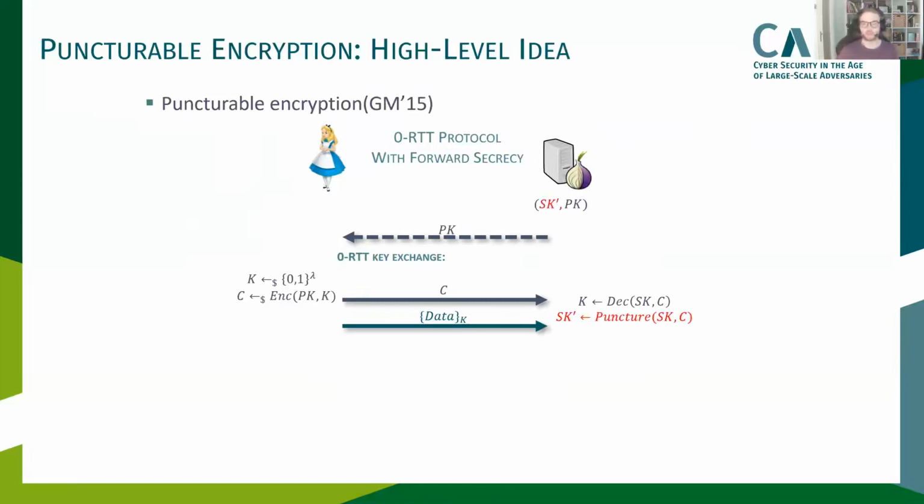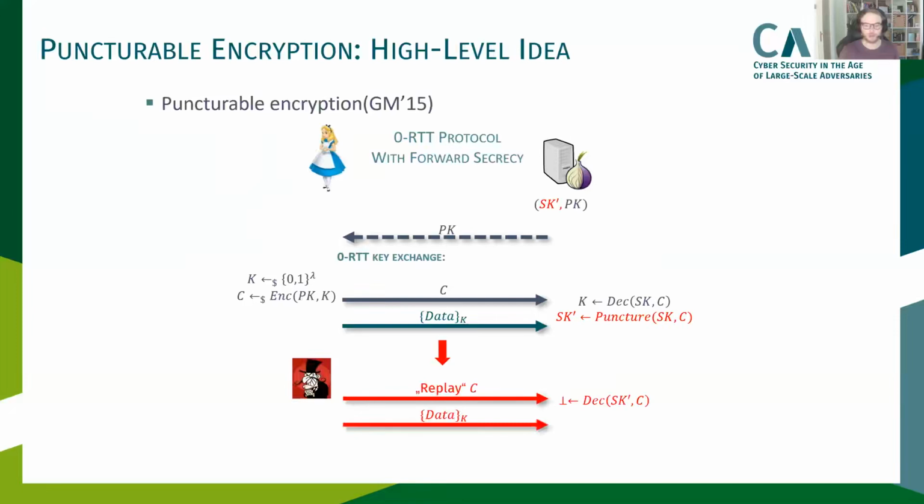The puncturing algorithm gets as input the current secret key and the ciphertext, and we get a new secret key. This new secret key can now be used to decrypt all ciphertexts except the ciphertext we have used to puncture the secret key. And this process can be done over and over again every time a new ciphertext is received. So we achieve forward secrecy immediately after puncturing the secret key.